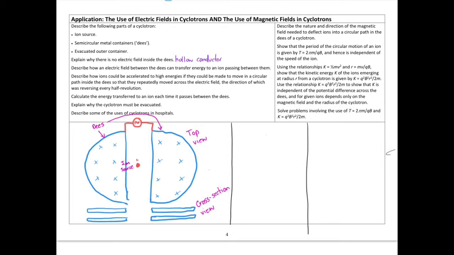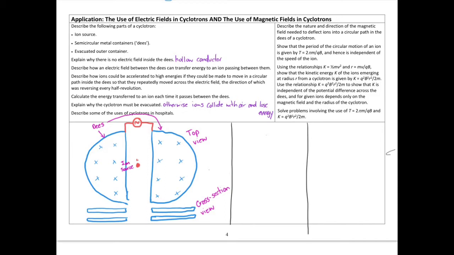Explain why the cyclotron must be evacuated. I just mentioned that before. Otherwise, the ions would collide with air particles and lose energy.